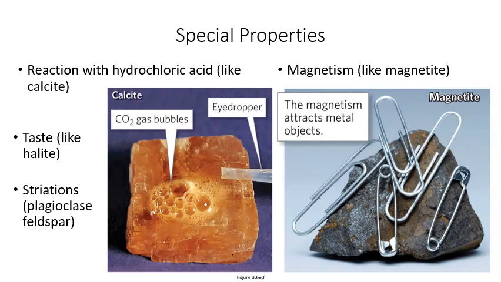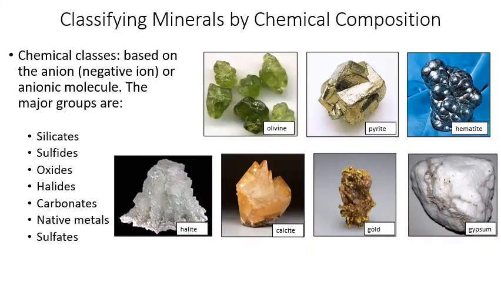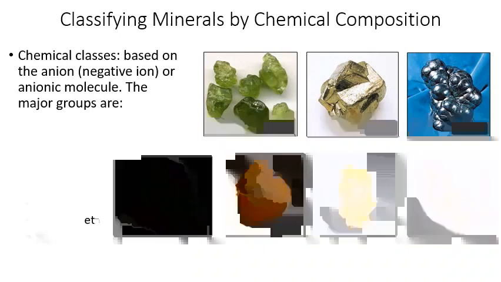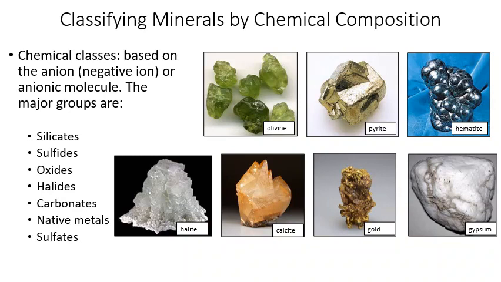Researchers classify minerals by their chemical composition, and this is based on the anion, or negative ion, or anionic molecule. The major groups through chemical classifications are silicates, sulfides, oxides, halides, carbonates, native metals, and sulfates. And in the pictures to the right, we have examples of each of these types, starting with olivine as a silicate, pyrite or fool's gold as a sulfide, hematite as an oxide, halite as a halide, calcite as a carbonate, gold as a native metal, and gypsum as a sulfate.